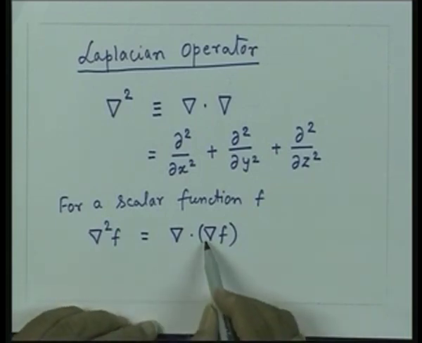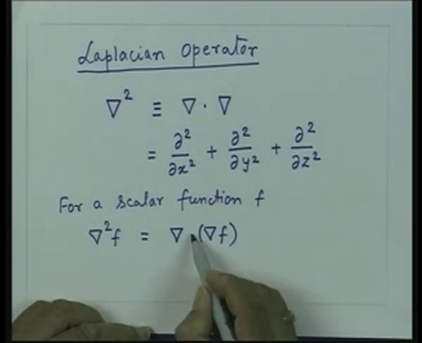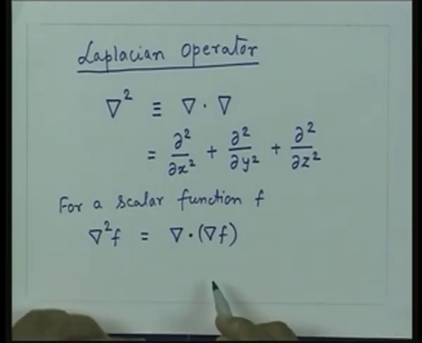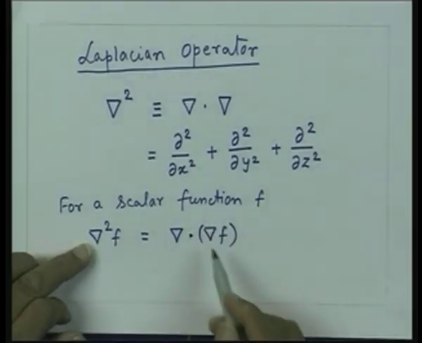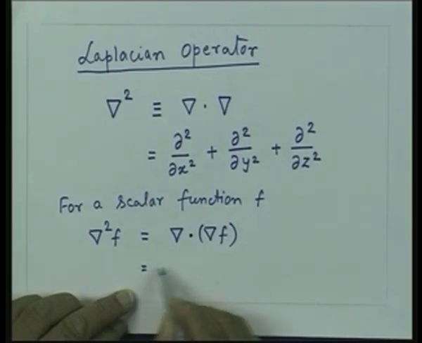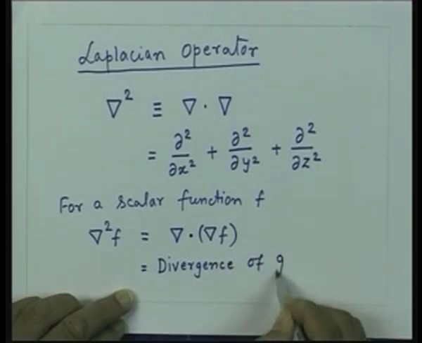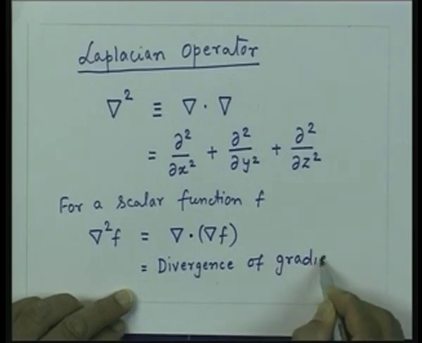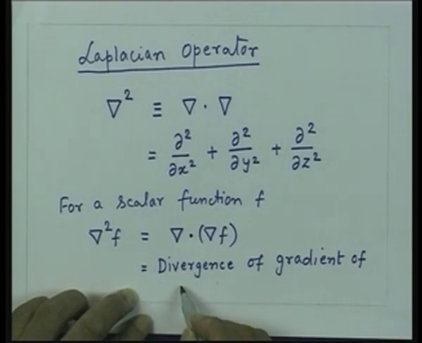Since we have defined del of f as the gradient of the scalar function f, and this dot represents the dot product or the divergence, the Laplacian of a scalar quantity is nothing but the divergence of the gradient of the scalar function. So, the Laplacian operator in this case is the divergence of the gradient of the scalar function.